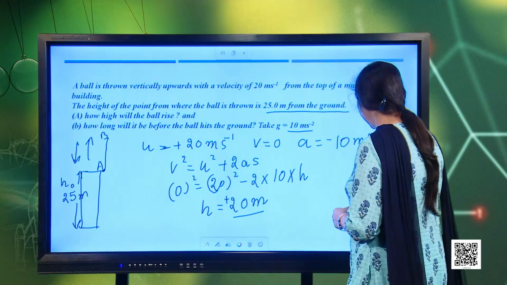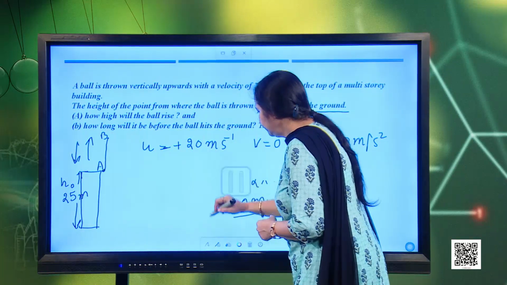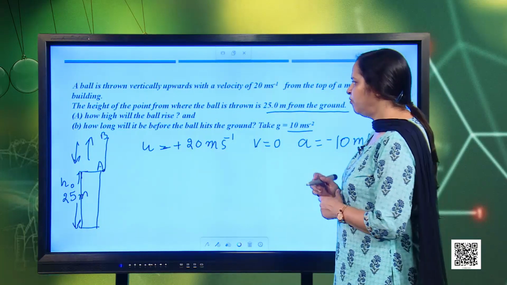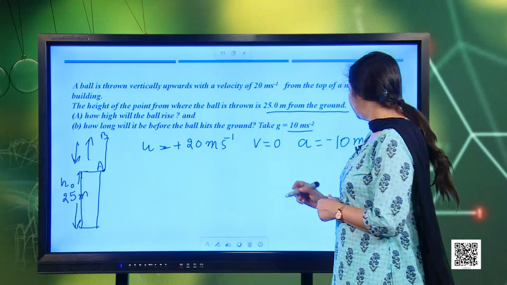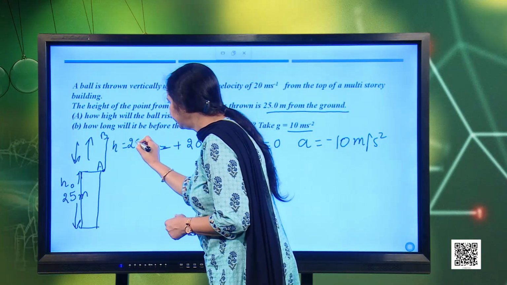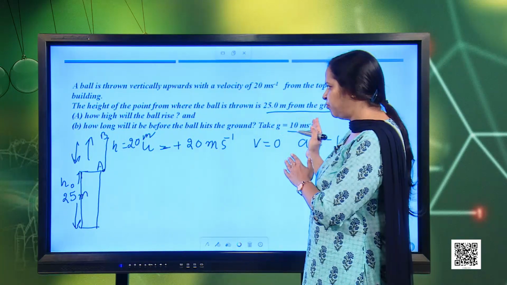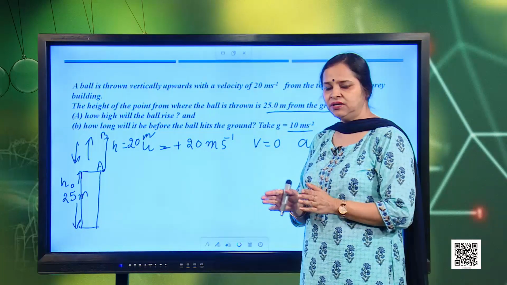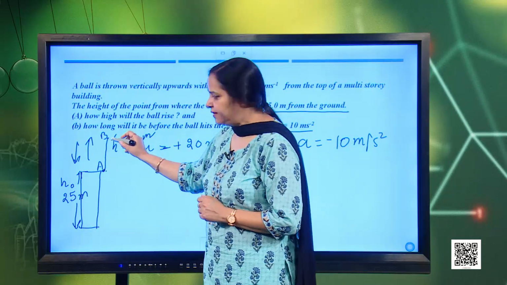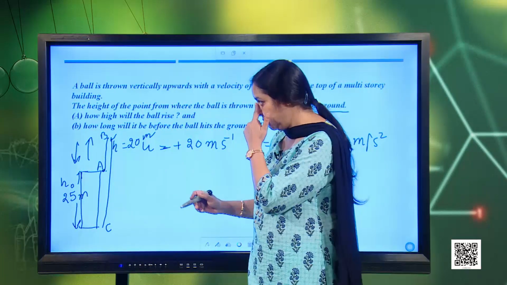Okay. Now, for the second part, let us see how to deal with it. In the second part, we need to find out how long it will be before the ball hits the ground. Initially we have found that this height is 20 meters. So, how long will it be before the ball hits the ground? It means we need to find out the time taken by the ball to reach from A to B, then from B to, let's say, C, which is just before touching the ground.